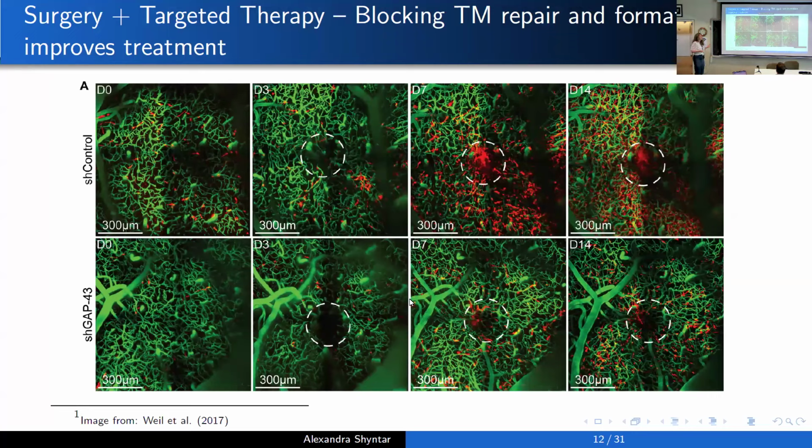Then they tested another treatment called targeted therapy. In the top row is the control. Now in green are the blood vessels, and the glioblastoma cells are in red. For this treatment, they treat the tumor with hairpin RNA, which inhibits GAP43. This protein is what helps tumor microtube formation. After treating it, the cells are less likely to form tumor microtubes. So in comparison to the control, the tumor does indeed grow back slower.